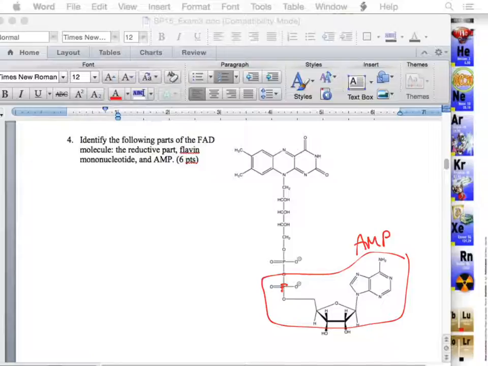And then we have the reductive part and the Flavin Mononucleotide. The reductive part, similar to NADH. Did I circle the right ones? Yes, because we don't go to the other nitrogen. Yeah, we need to put on 2 hydrogens. So there's our reductive part.